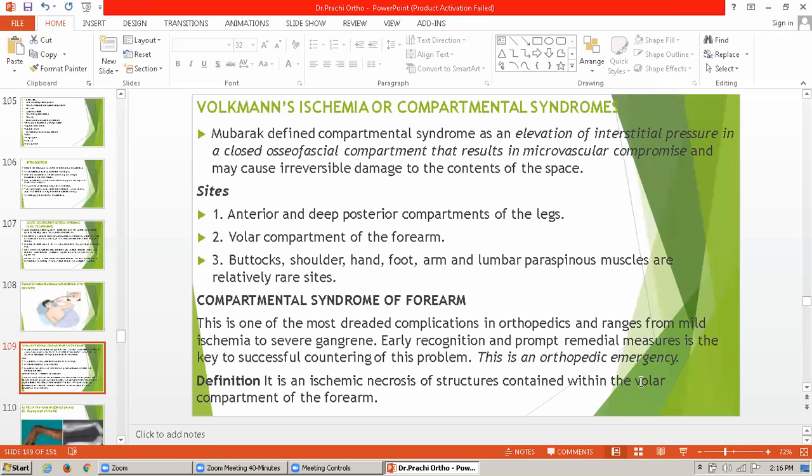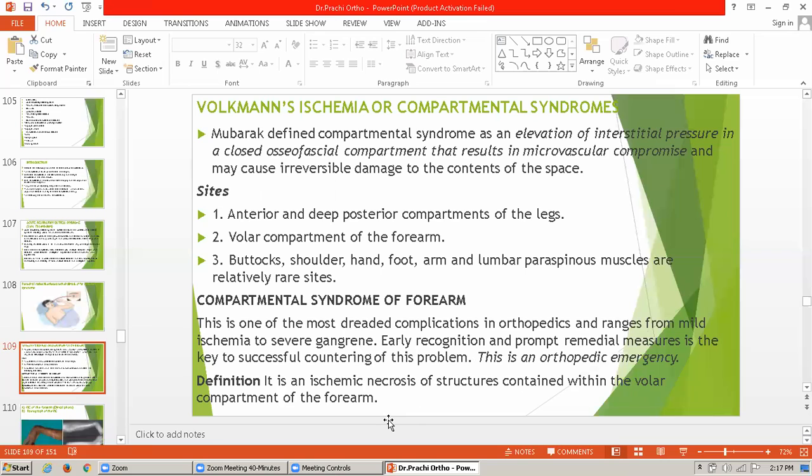Compartmental syndrome of the forearm is a dreaded complication in orthopedics and it is an orthopedic emergency, which ranges from mild ischemia to severe gangrene. Early recognition and prompt remedial measures are required to counter this problem. So, it is an ischemic necrosis of the structures contained within the volar compartment.